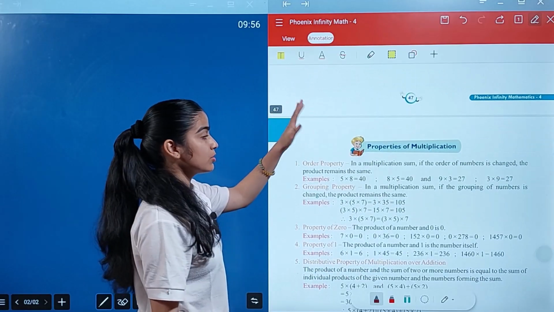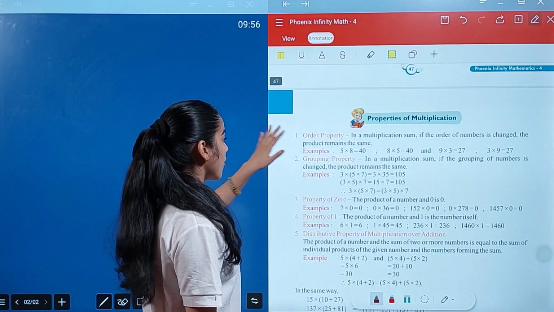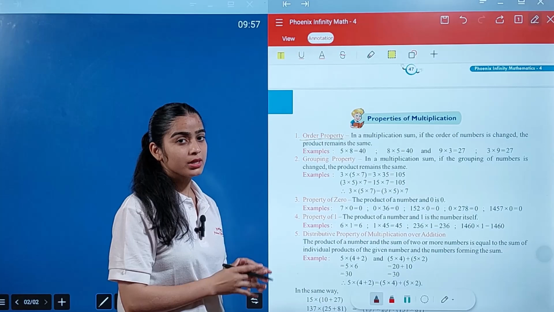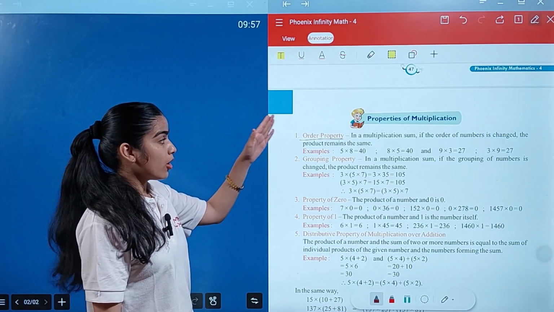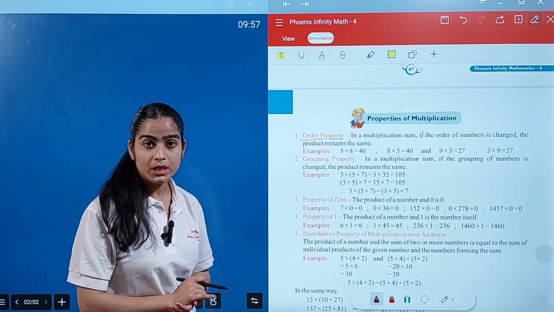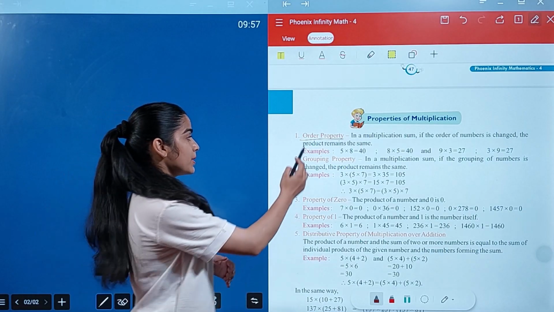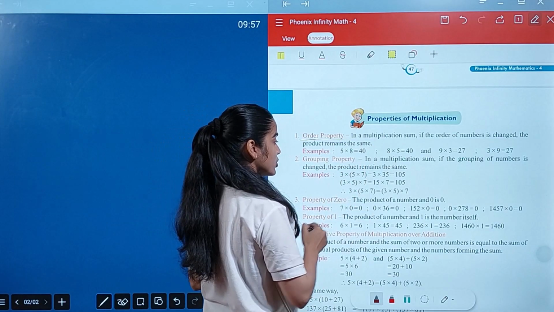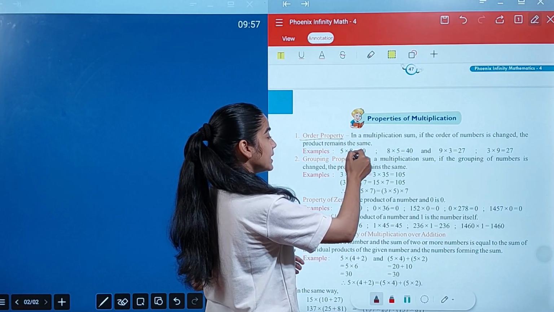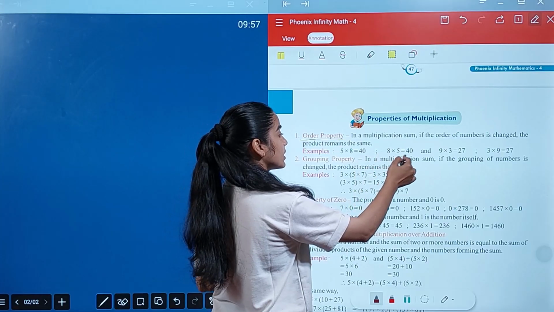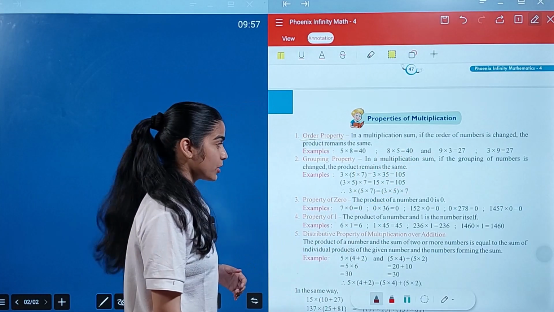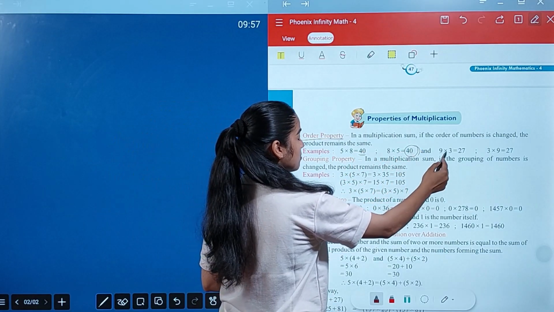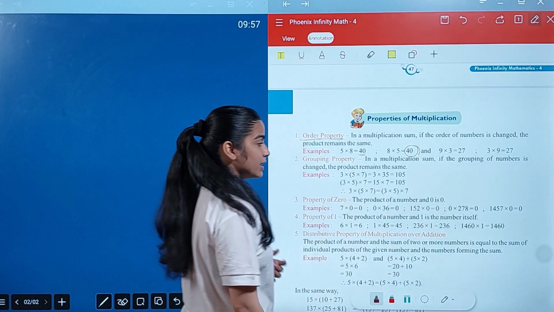Now we are discussing the properties of multiplication. First, order property. Students, here is my advice: the properties which apply on addition are applied on multiplication as well, because multiplication means repeated addition. Order property is applied on addition, so it is also applied on multiplication, which means if we change the order of the multiplicand and multiplier, we get the same product at the end. So 5 multiplied by 8 is 40, 8 multiplied by 5 is also 40, 9 multiplied by 3 is 27, and 3 multiplied by 9 is 27.